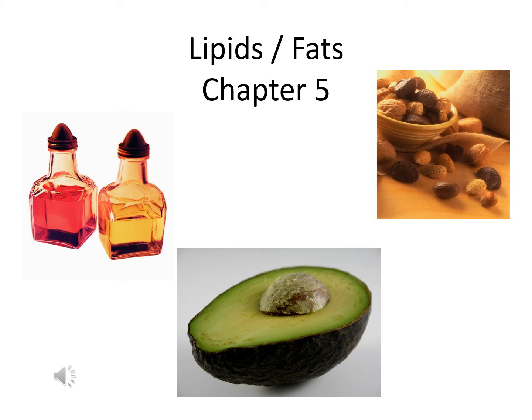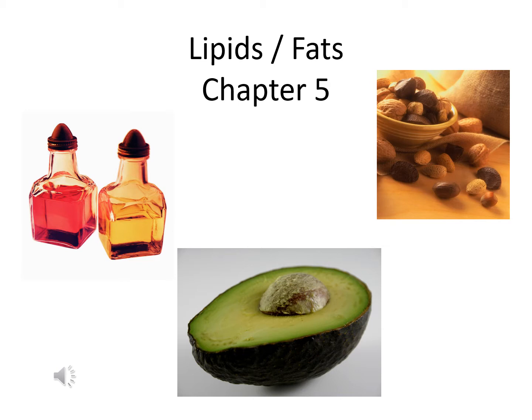We will cover the information on our next energy yielding nutrient, which is fat. Fat actually belongs to a family of compounds that includes triglycerides, phospholipids, and sterols. And this family is known as the lipids. So often you will hear the term fat and lipid used interchangeably, and rightly so.